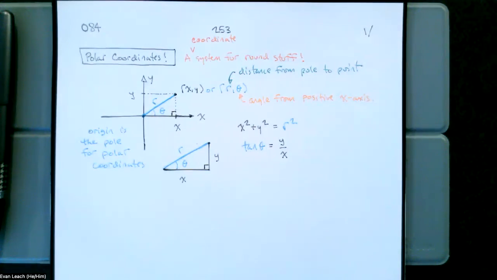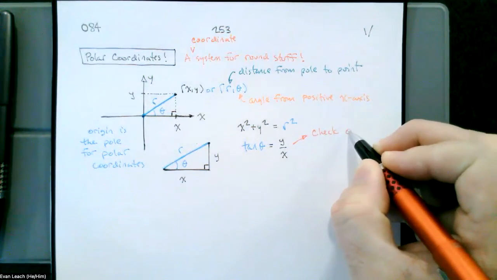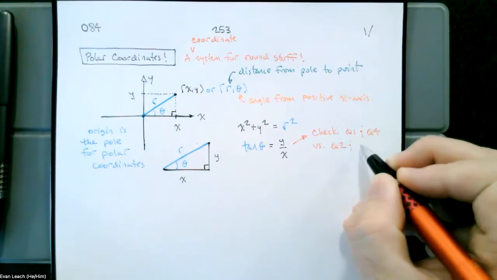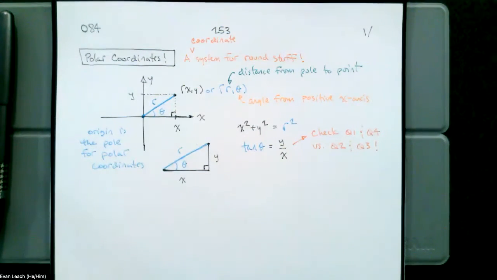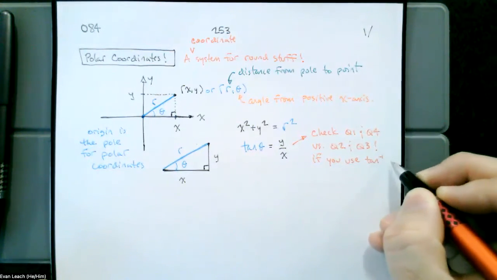But then we have to remind ourselves that inverse tangent only applies to a certain bunch of values of theta. So we're going to have to make sure that we get the right quadrants. So we're going to have to be careful if our xy point is in the second or third quadrant, because inverse tangent is going to spit back values in the first or fourth quadrant. If you use tangent inverse, it's not theta.